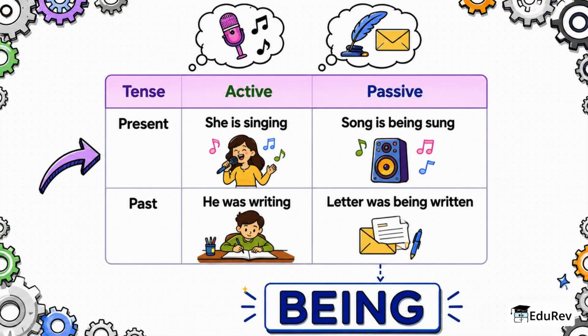Now, for progressive or continuous tenses, I use a really specific trick. Whenever I see an ing action, like singing or writing, I immediately know I need to insert the word being into my passive sentence. So, is singing becomes is being sung. Was writing becomes was being written. That little word being, that is your anchor for progressive tenses.